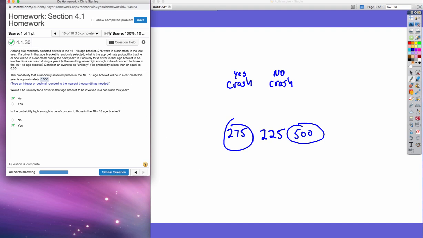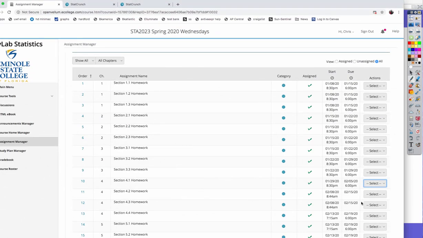Okay, so that's 4.1. Okay, let's go to 4.2.